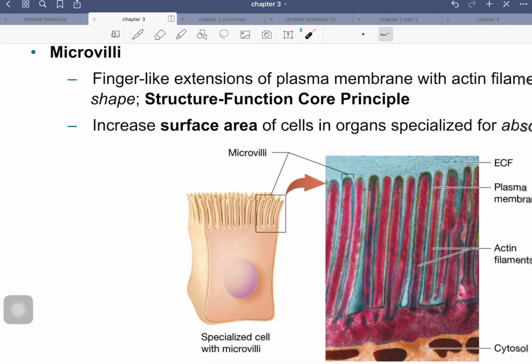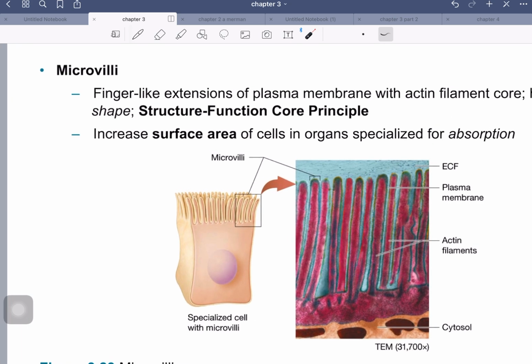And not surprisingly, where do we find microvilli? We find them in areas where we really need a lot of absorption. So, they show up in places such as the GI tract, other parts of the body that we'll see as we go through the course. So just to remind ourselves, it's an extension of the plasma membrane with an actin filament core, and that brings us back to that core principle of structure and function going hand in hand.